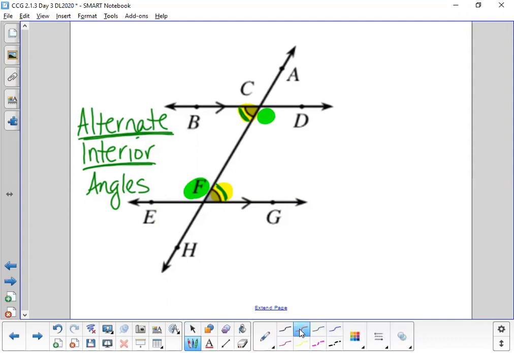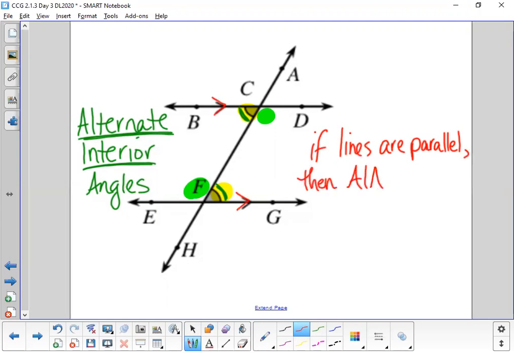And what we talked about earlier was that, oh wait, hold on, let me write it differently. If my lines are parallel, and in this case, I know they're parallel because of this marking right here. If my lines are parallel, then my alternate interior angles, sometimes I abbreviate it as AIA just to save myself some writing, are going to be congruent. So that's only true when the lines are parallel.